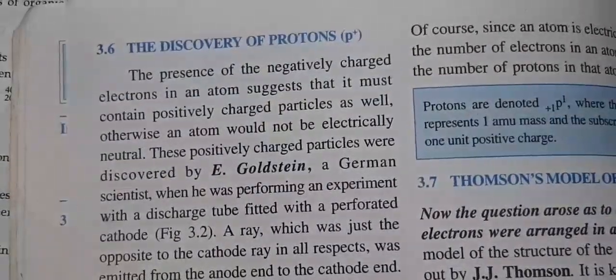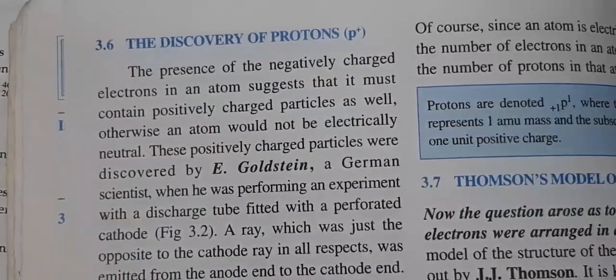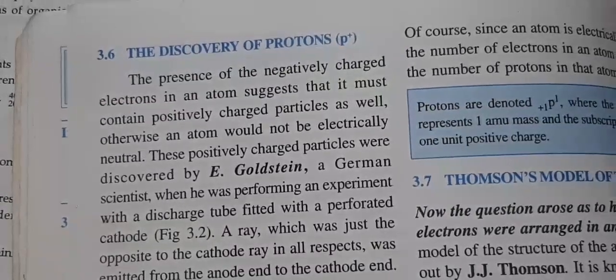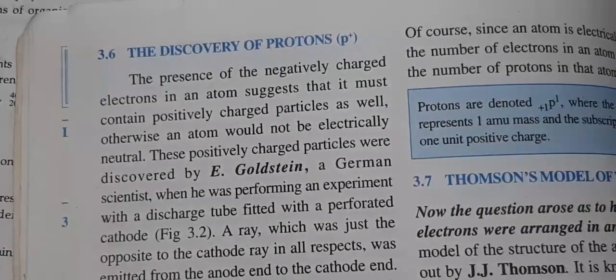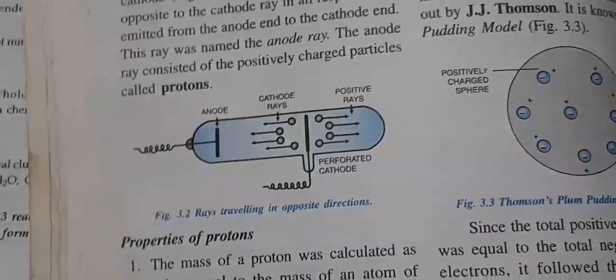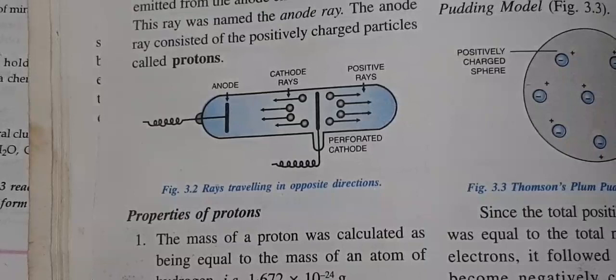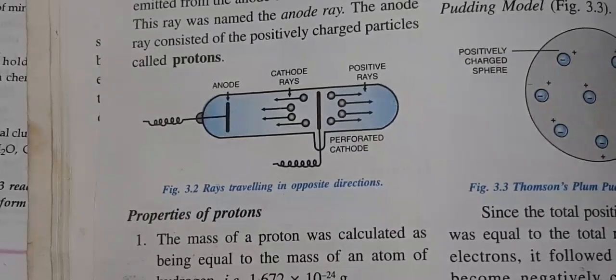Now we know about protons. E. Goldstein, another scientist, suggested that if there is a negatively charged particle, the electron, present in an atom, then there must also be some positively charged particle, so that the atom becomes electrically neutral. The German scientist performed an experiment with the same discharge tube, with some modification as we learned in 8th class. He shifted the cathode to the center, and then he came to know that certain rays were coming, and these rays are positively charged.